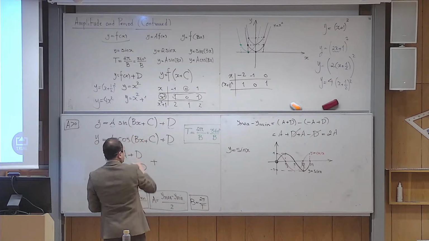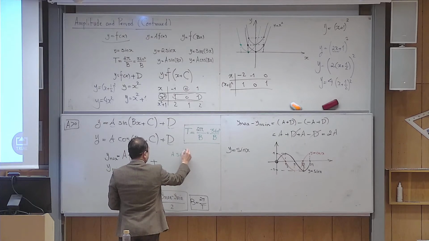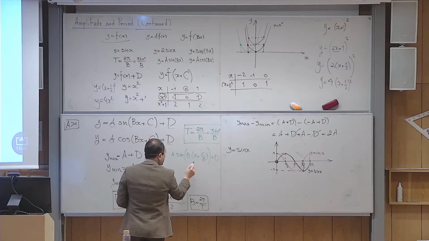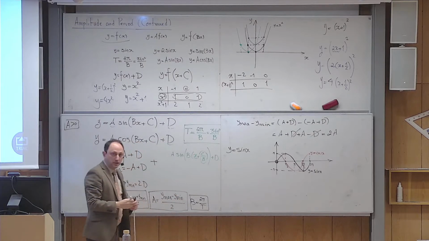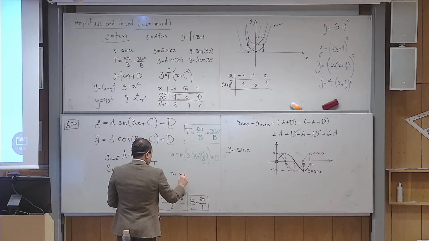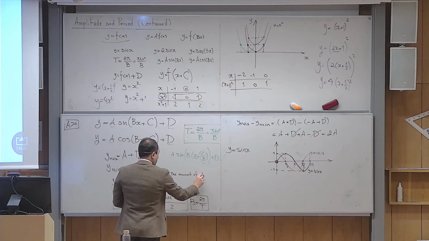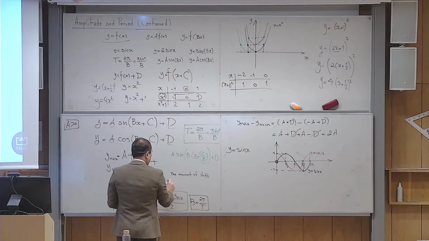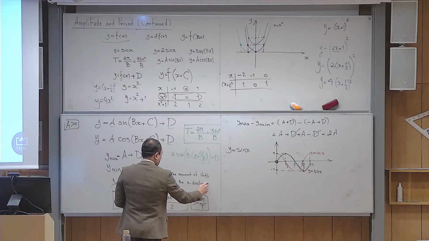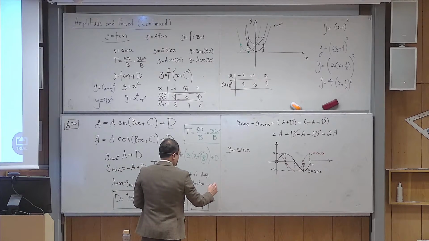So you factor this out. So this becomes a sine. You factor this out. It becomes x plus c over b. And then, of course, plus d. And you see that how much is added to x itself? Not c. c over b. Yes? So I would say that the amount of shift along the x direction is c over b.